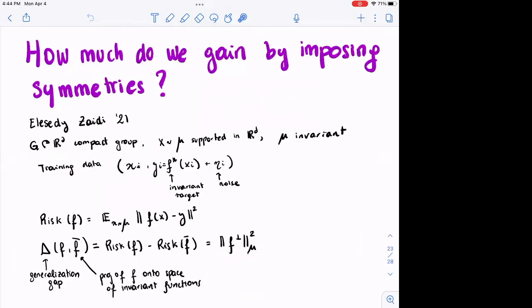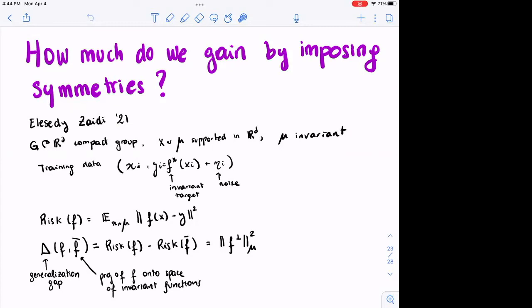So one question that I'm interested in is, how can you quantify how much you gain by imposing the symmetries in your learning problem? And there are many ways you can think of this problem. I like the framework in this paper by Elesedy and Zaidi in 21.